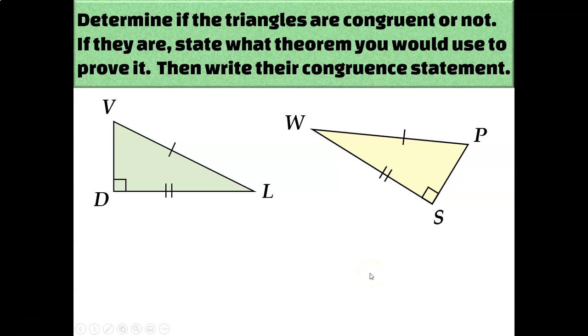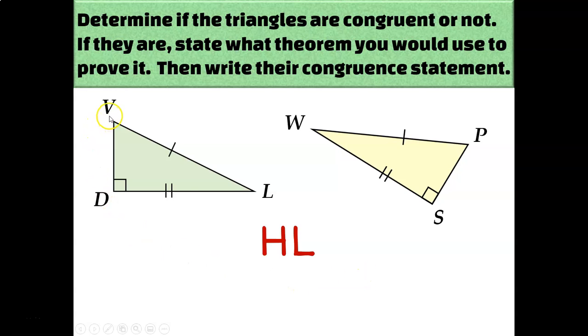Our next two triangles are a little bit unique compared to the other ones we've seen because they're right triangles. They both have a right angle. Angle D has a little square at the vertex, and angle S has a little square at the vertex, so these two triangles are both right triangles. And I see that these two right triangles have their hypotenuses marked as congruent, and that they have one pair of legs marked as congruent. So I can use the HL triangle congruence theorem to say that these two triangles must be congruent.